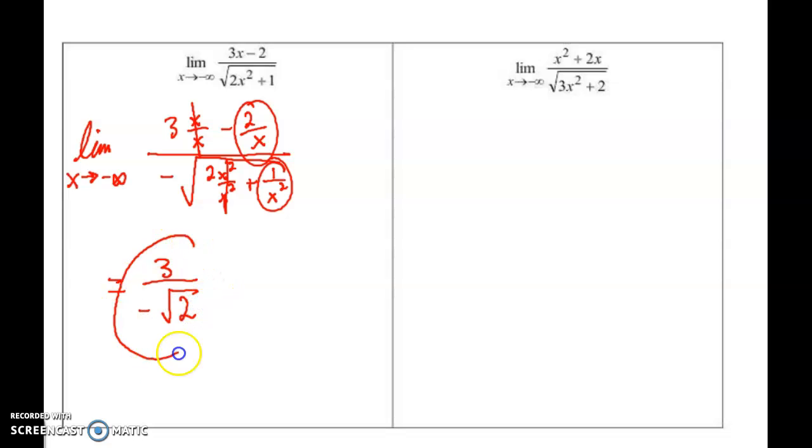And in calculus, they actually let you leave the answer like this. But if anybody wants to rationalize, feel free to. That will not get marked wrong. And then don't forget that this means that there's a horizontal asymptote at that value, y equals that.